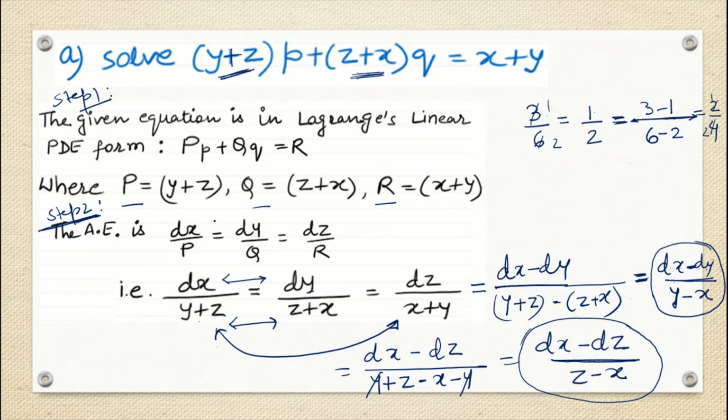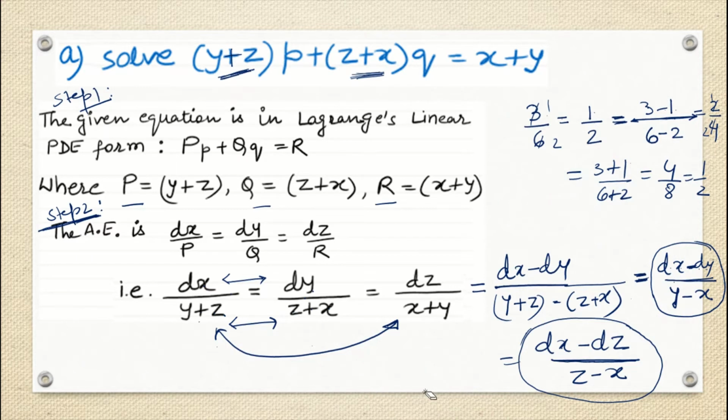And how will addition work? If, instead of 3 minus 1 by 6 minus 2, I write 3 plus 1 by 6 plus 2, that is nothing but 4 by 8, which is also 1 by 2. Because we are going to take the help of this property, we can make our step number 2 much easier for step number 3, my integration, correct?